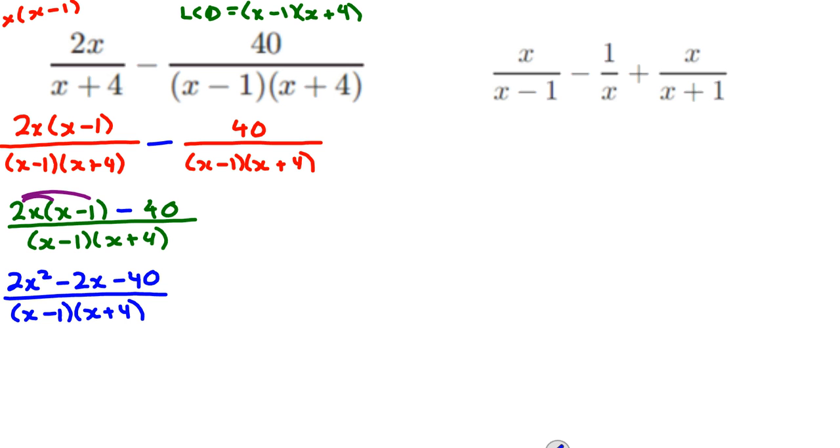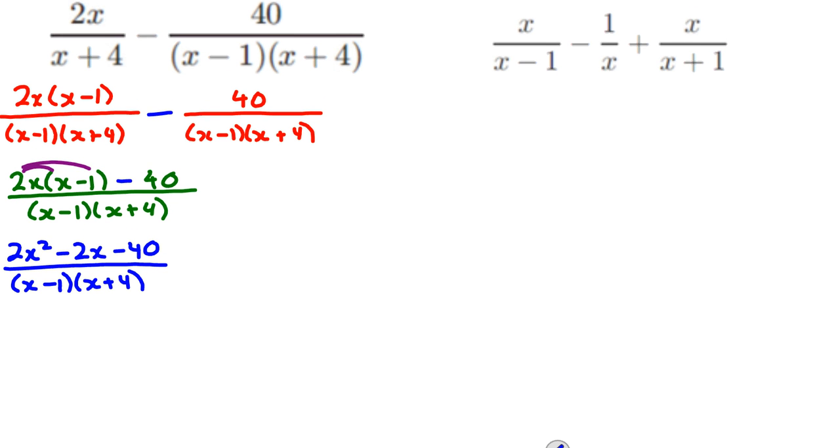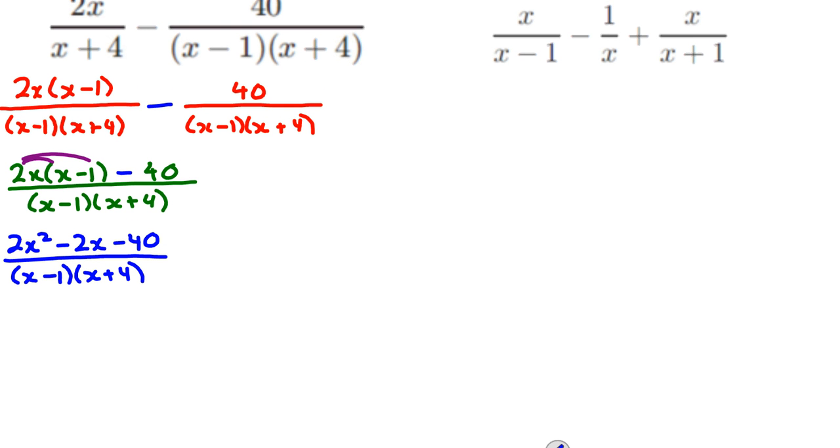Now, don't FOIL or anything, no need to expand the denominator, because in order to simplify, we're going to have to factorize anyway. So I would avoid expanding. We only expanded in the numerator because we had to collect the like terms, we had to subtract 40 in order to combine the equation. What we need to do now is factorize the numerator to see if anything cancels out with the denominator. So first thing I would look at is there just a common factor?